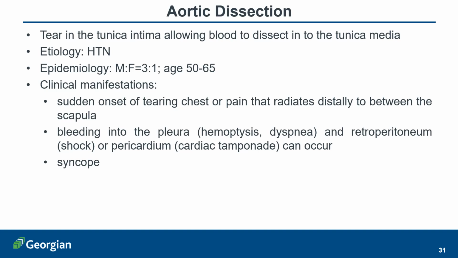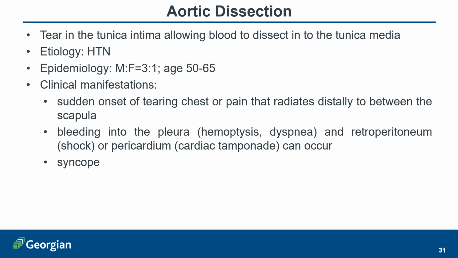Another form of a vascular disorder that we're going to be discussing is aortic dissection. Aortic dissection is when there is a tear in the tunica intima that allows blood to dissect through it into the tunica media. If you remember your A&P, there are 3 layers to especially the larger blood vessels: the tunica intima, which is the endothelium, the tunica media, which is the smooth muscle, and the tunica externa, which is the connective tissue on the outside. Here we have the tear in the endothelium, allowing blood to pool between the tunica intima and the tunica media, between the endothelium and the smooth muscle.